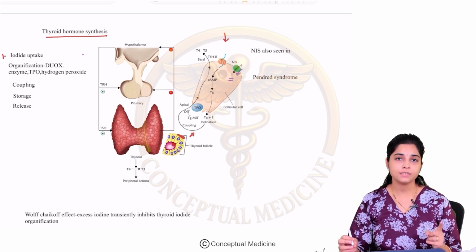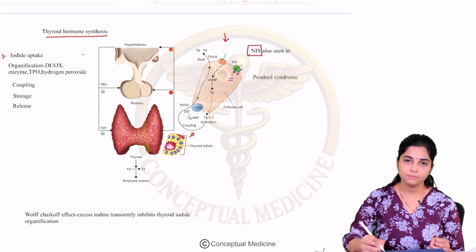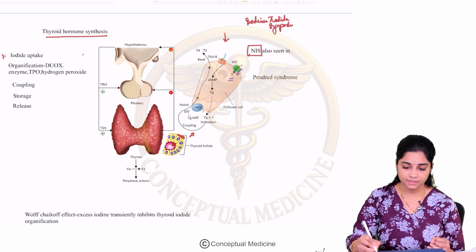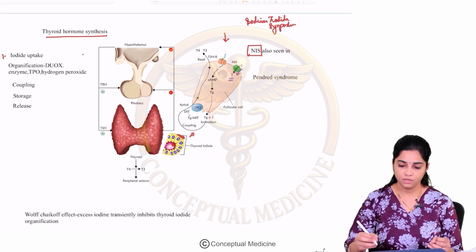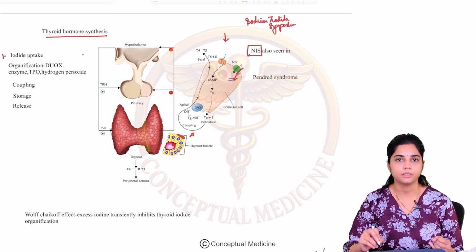The first step in thyroid hormone synthesis is this iodine uptake, and this is brought about by a sodium iodide symporter. NIS stands for sodium iodide symporter, which is present in the basolateral membrane of the thyroid follicular cell. It helps in the transport of iodine into the follicular cell.